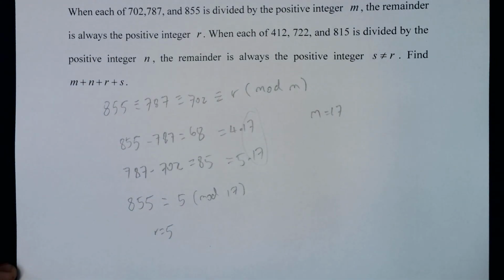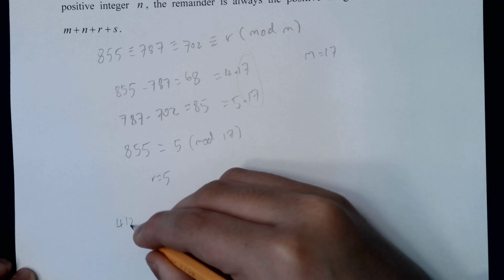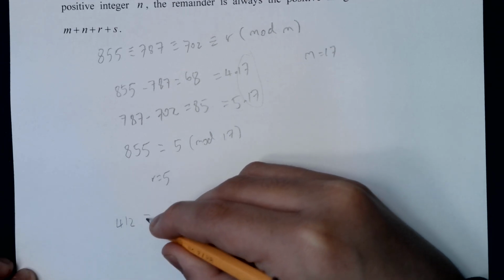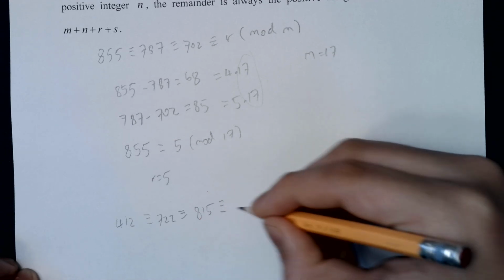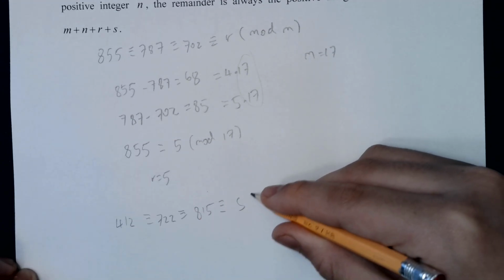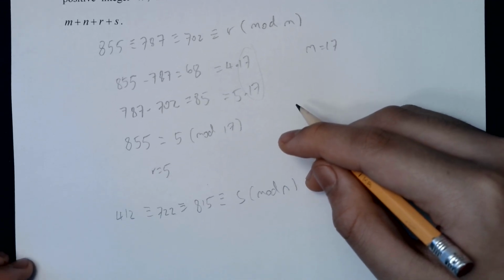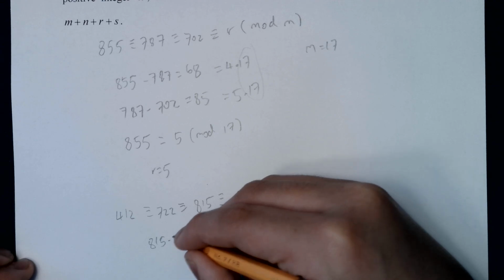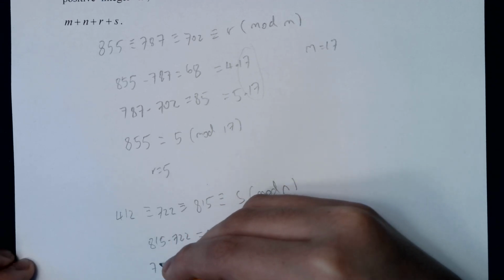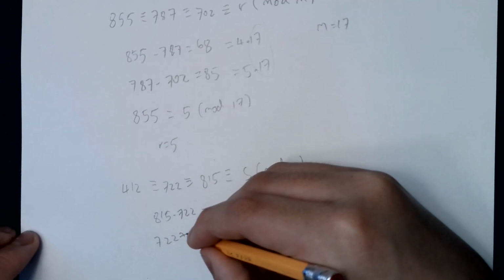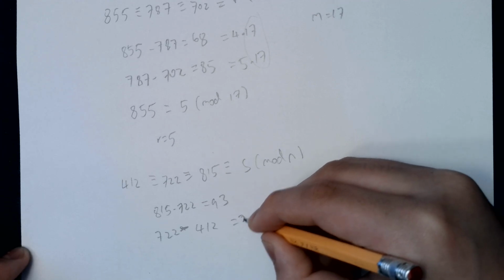Now we're going to do the same thing for n and s. So 412, 722, and 815 are all going to equal s modulo n. We're going to find the difference between them, so 815 minus 722 is going to be equal to 93, and 722 minus 412 is going to equal 310.